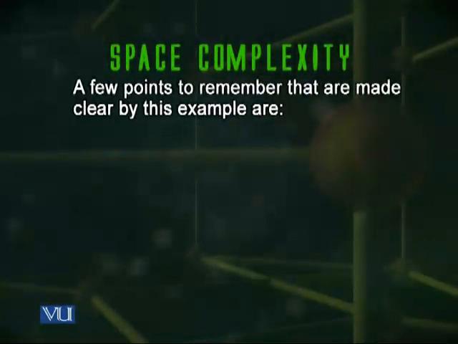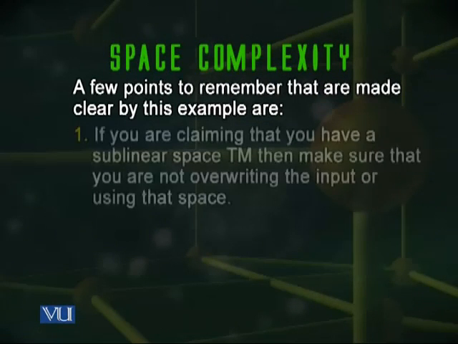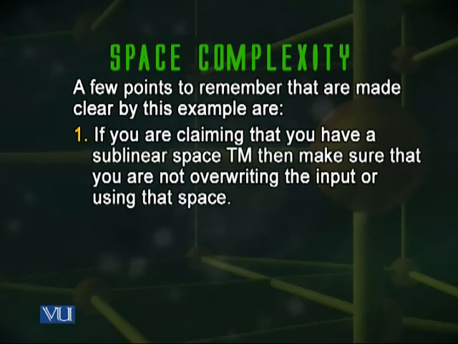A few points to remember that are made clear by this example are that if you are claiming that you have a sublinear space Turing machine, then make sure that you're not overwriting the input or using that space. If you come up with an algorithm or a Turing machine and you claim that it uses sublinear space, then you must make sure that you're not overwriting the input. That is not allowed, because that would be counted as space used by your algorithm. So for sublinear space algorithms, it's imperative that your algorithm does not overwrite the input or use that memory at all.